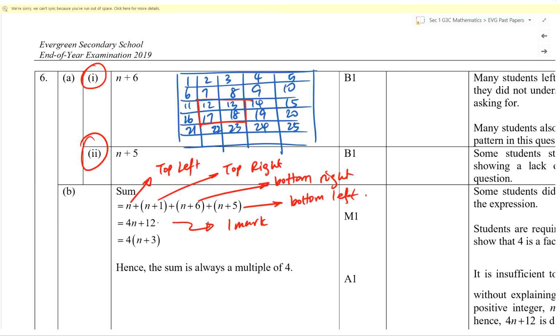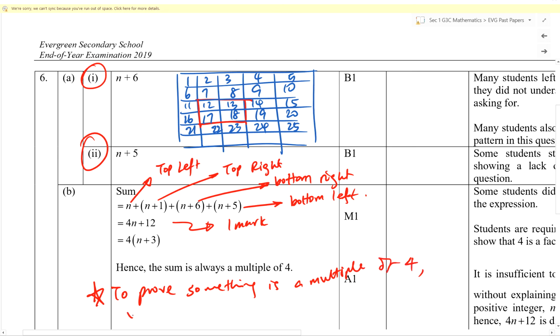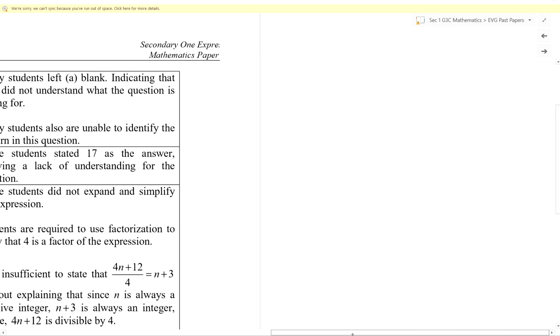How do you prove that something is a multiple of 4? You do so by factorizing. This is the key to prove something is a multiple of 4. You factorize 4 out. If you can factorize 4 out, it means that 4 is a factor. That means that number is a multiple of 4. So here we factorize 4, we're left with n plus 3. And from here, we can conclude. Therefore, the sum is always a multiple of 4.